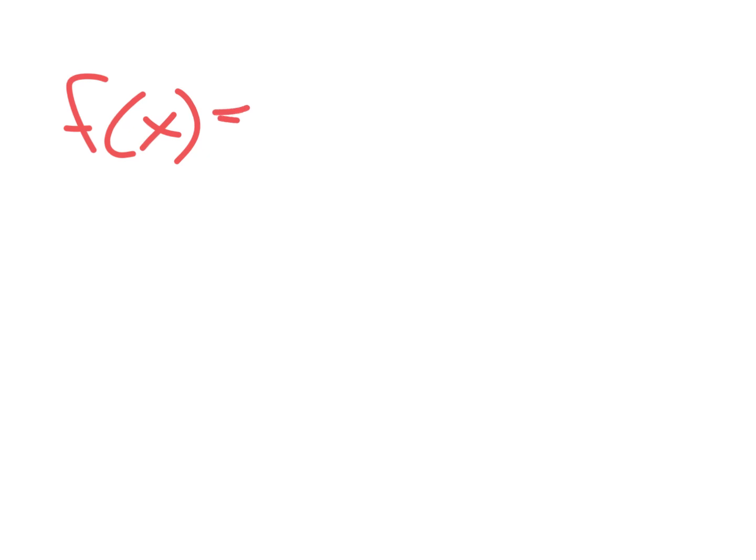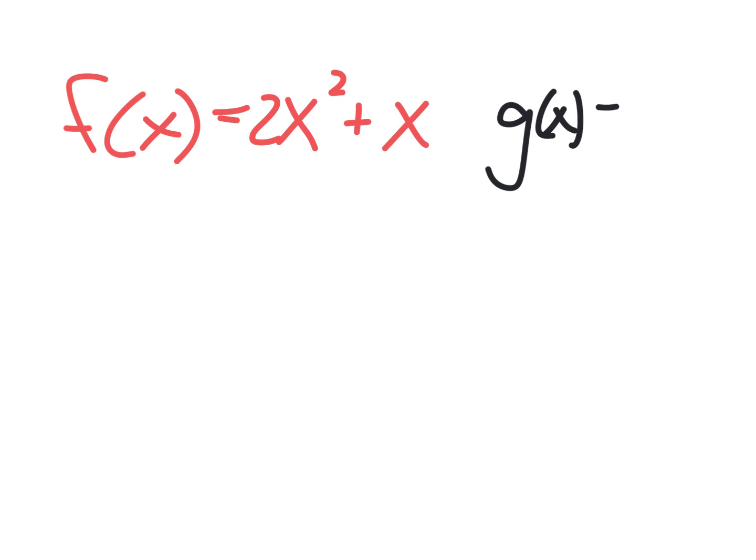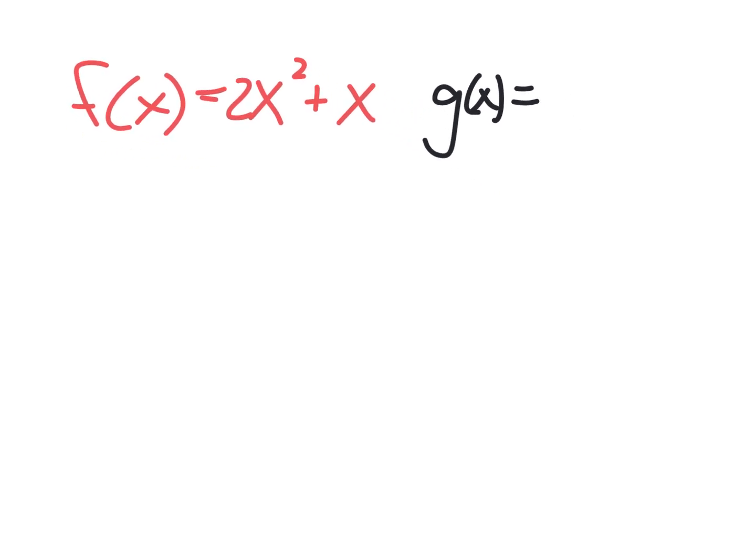Let's start with f of x is 2x squared plus x. And let's give you g of x to be the absolute value of x plus 3. Now, in the early days, I would just ask you to find f of 2 or g of 3. So you should be beyond that by now. We're reviewing for the test. So let's try a little more complicated one.